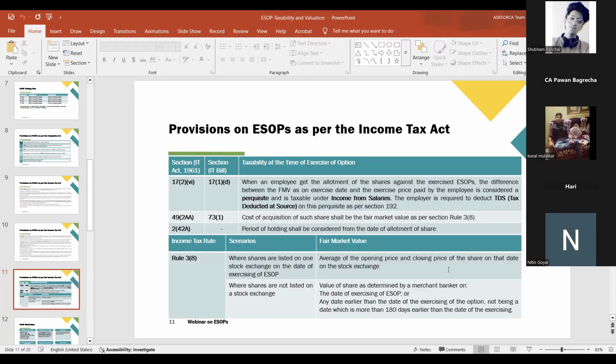And the period of holding also we have to calculate from the date of allotment of the shares to the date of sale, to determine short term and long term. Accordingly we have to pay the capital gain tax. This is rule 38. If it's a listed company, the average of the opening and closing price. And if it is a non-listed company, we have to get the merchant banker report on the date of exercising, and it can be 6 months prior to the date of exercising, not more than that.